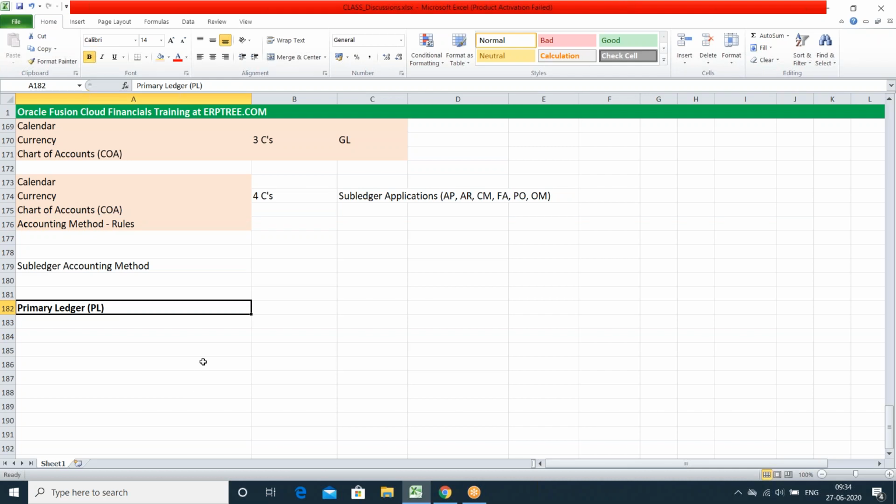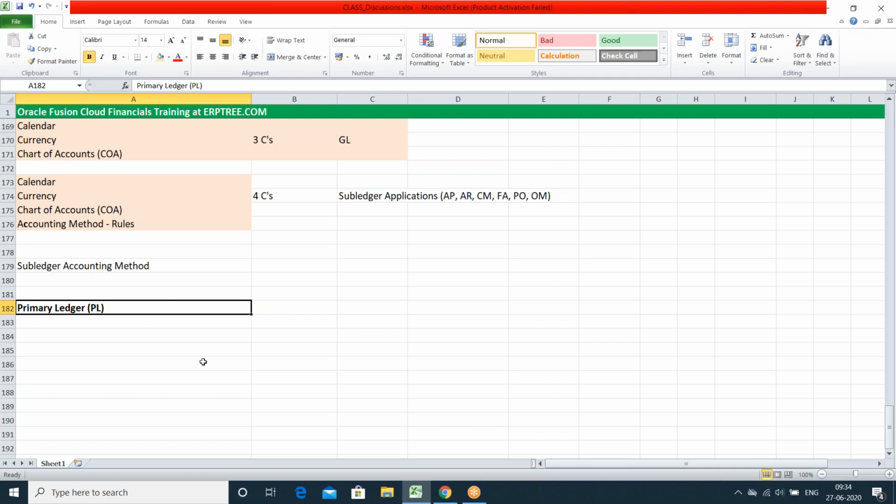So ideally for one country, one primary ledger is enough. If you are going to implement for a US client, one primary ledger is enough. If they want to create more than one, yes, it is possible. You can create more than one also.